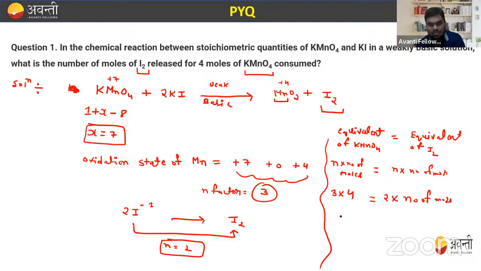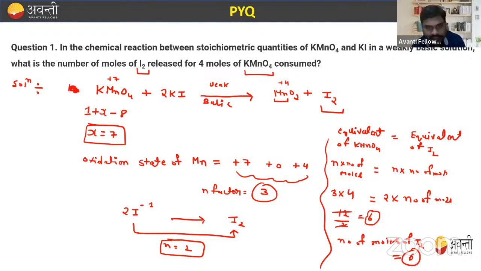Good. Now this is 12. So this is 12 divided by 2. So this comes out to be 6. So what is the number of moles of I2? So the number of moles of I2 is nothing but equal to 6. Right? So this is how we can calculate the number of moles of I2, and it is equal to 6 mole.